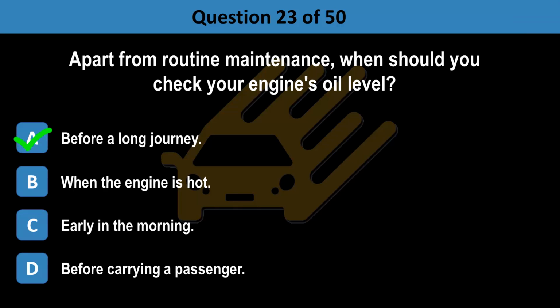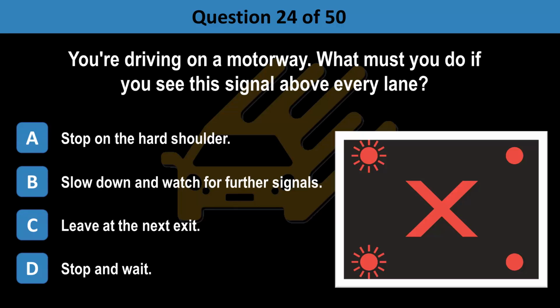The correct answer is A. Before a long journey. You're driving on a motorway. What must you do if you see this signal above every lane? A. Stop on the hard shoulder. B. Slow down and watch for further signals. C. Leave at the next exit. D. Stop and wait.